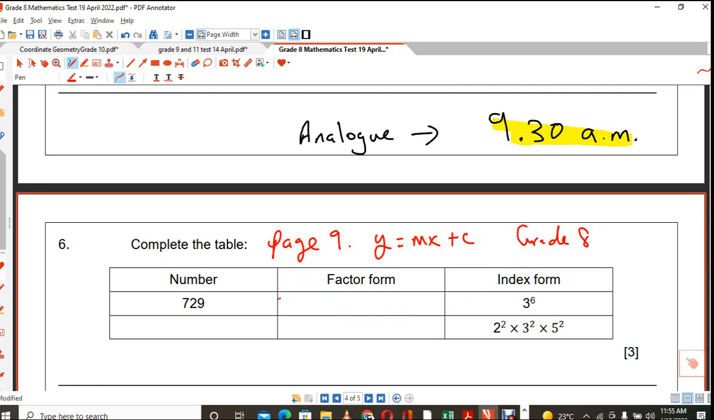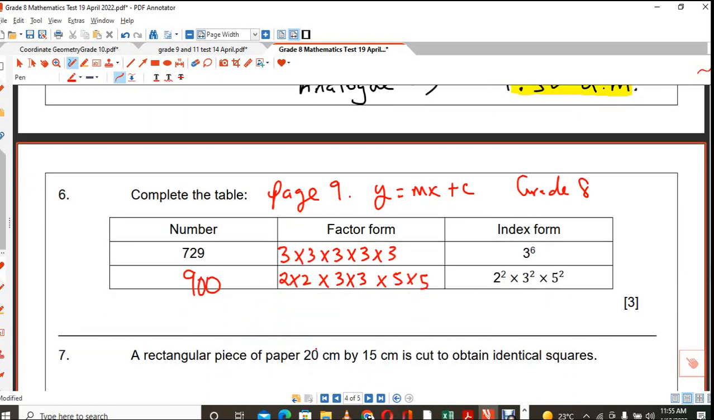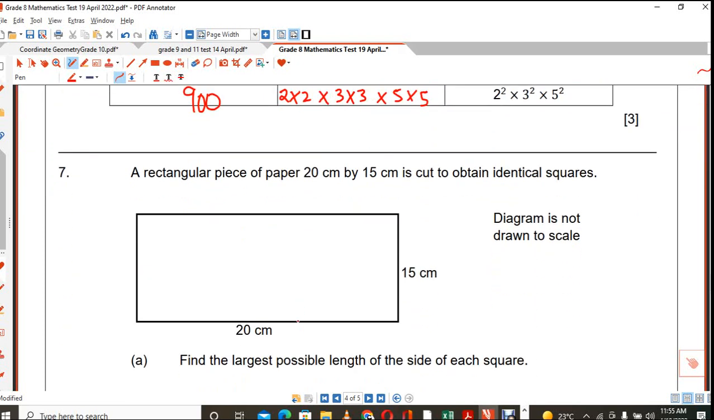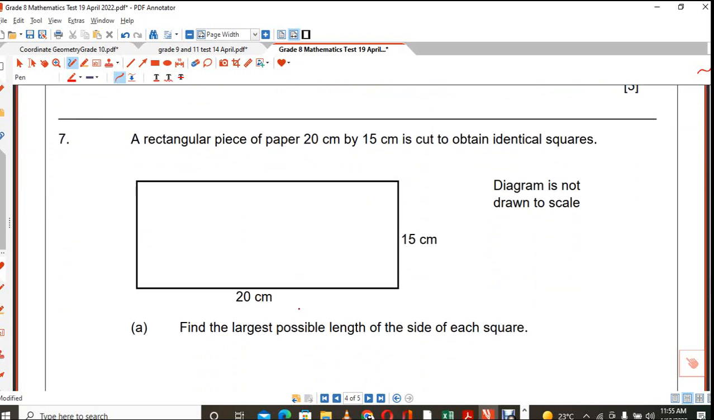So all that you had to do here was just write 3 times 3 times 3 times 3, 6 of them. Here you just had to write 2 times 2 times 3 times 3 times 5 times 5. 2 marks. And this answer is 900 if you multiply all of that together. Not 38. Some people were adding. Huh? What's going on? Question 7.